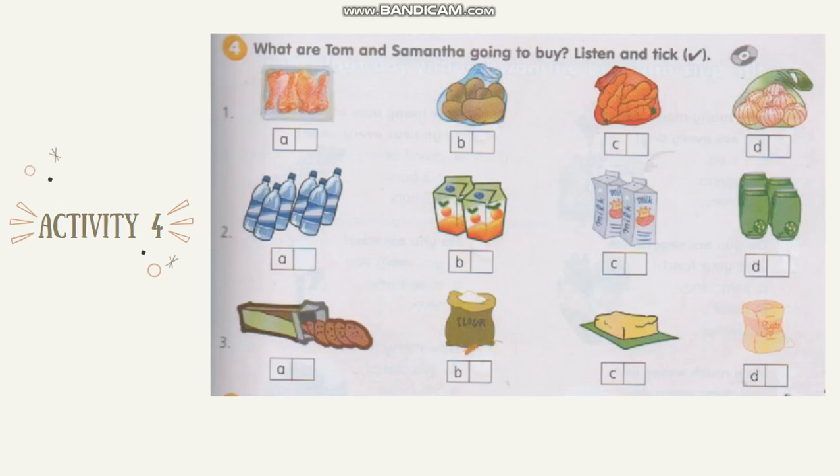4. What are Tom and Samantha going to buy? Listen and tick. 1. What do we need for dinner tonight? Do we need any vegetables? We've got some carrots and a bag of onions, but we haven't got any potatoes. Can you get a bag of potatoes, please?